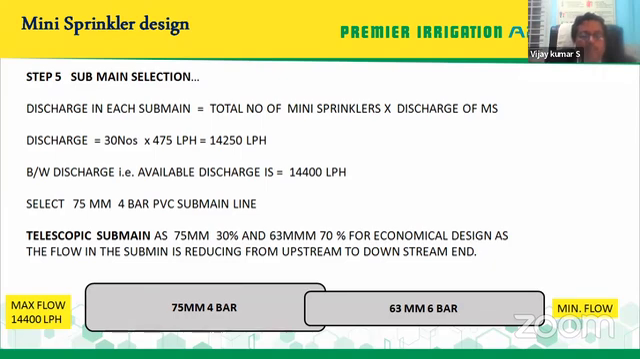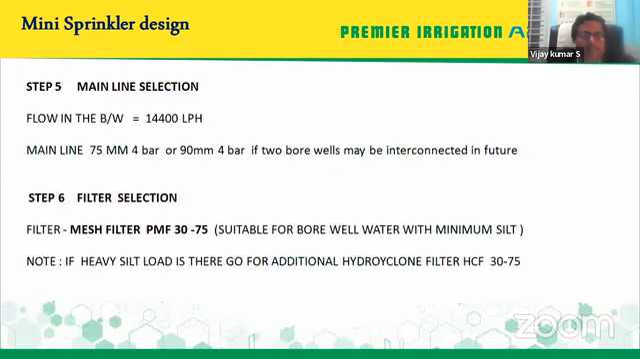I will go for a telescopic submain. The telescopic ratio I have considered over here is 30%, and 63 mm I have taken around 70% for an economical design, because you know that the flow is maximum in the beginning. As it goes towards the end, the flow is going to taper off. It's a varied flow that is there, and so that is how the design has been completed.